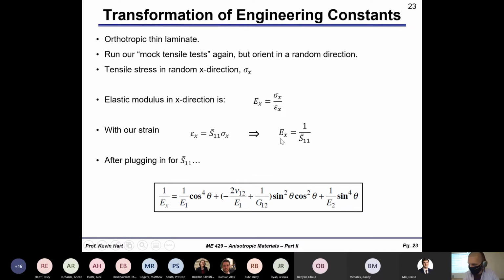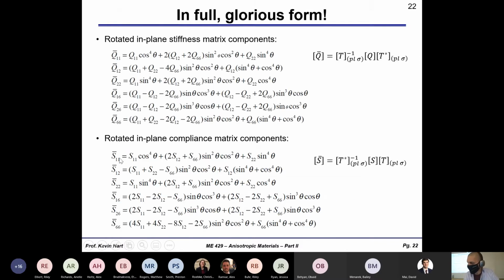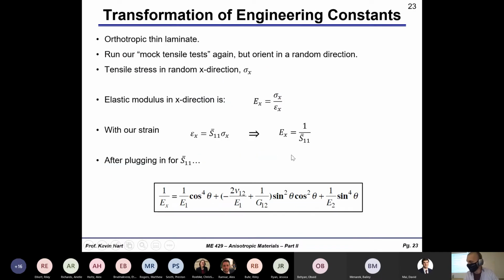and so we can calculate that EX is 1 on S bar 1,1. Or if we write S bar 1,1 in terms of the principal material information, things like what we saw here, remember S bar 1,1 is a combination of things that we get from the principal material compliance matrix, S11, S12, S66, S22. We can just remember that S11 is 1 on E1, S12 is nu 1,2 on E1, S66 is 1 on G12, etc. And you can write a full-blown form of the modulus in the X direction in this traditional way, where you have all of your material components there.